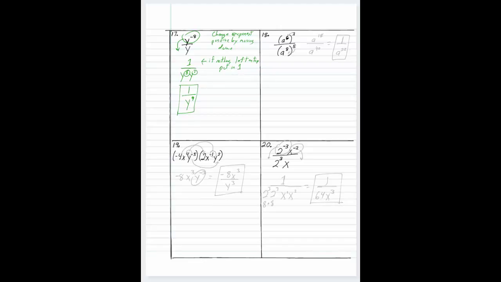Okay, for 18, what we'll do is we'll multiply first. 6 times 3, that's going to be a^18. And 8 times 5, that's going to be a^40. And because we're dividing, we're going to subtract the exponents. Well, 40 minus 18 is 22. But since the bigger number is in the bottom, I'm going to put the answer a^22 in the bottom. Again, nothing's left on top, so I'm going to put in a 1.